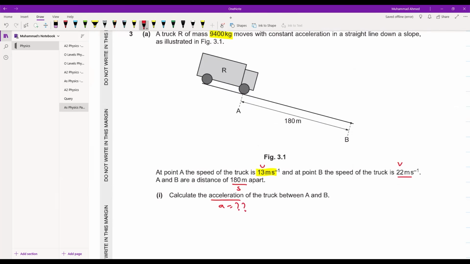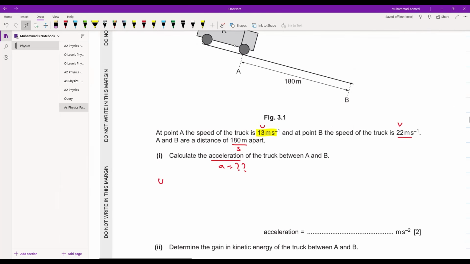How will you do that? Very, very easy. Your initial speed is 13. Final speed is 22. Distance moved is 180 meters. You have to calculate acceleration. How will you do that? You will say v square is equal to u square plus 2as. Have we studied this formula in kinematics? Yes, we have studied this formula. V square is equal to u square plus 2as.